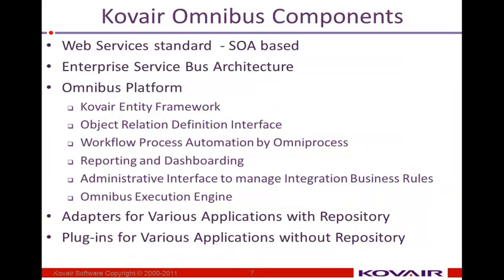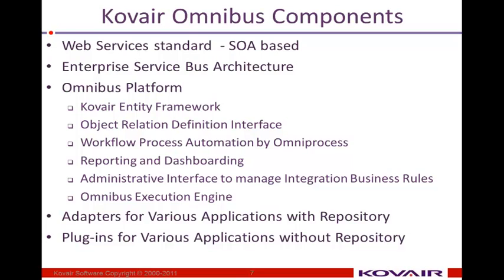Now, what are the components of Kovair Omnibus? First of all, it's web service based, so you can integrate any application from anywhere in the world. It can be running on any platform because it's a web service. It may be running on a mainframe, Unix, Linux, Windows, it doesn't matter. And as I mentioned, these can be even behind the firewall. It uses the enterprise service bus architecture, which Ken has already talked about a little bit, the advantage of using ESB, and we have also shown that advantage over point-to-point integration.